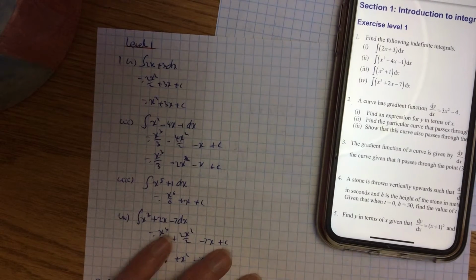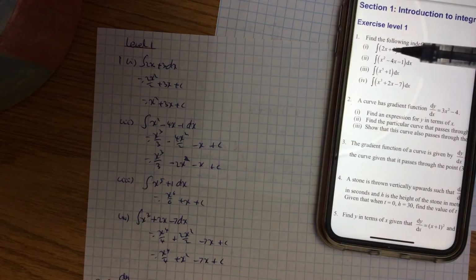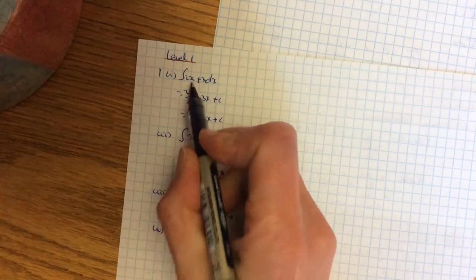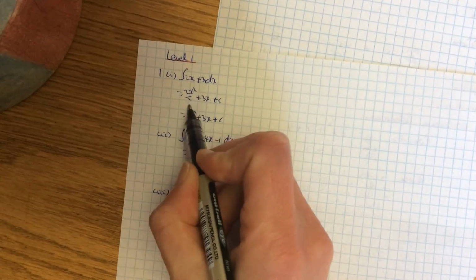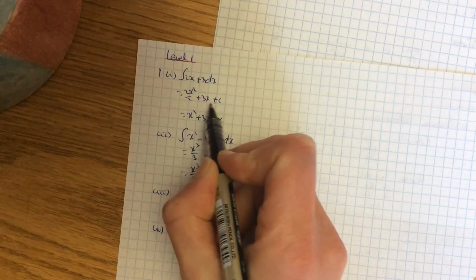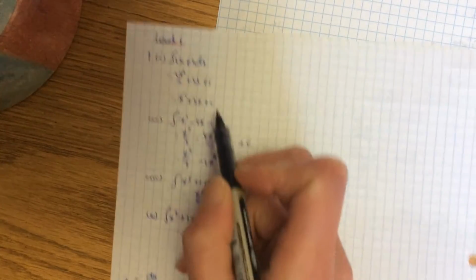Okay, I'm going to talk you through the level 1 exercise. Question 1 is asking you to integrate what's between the brackets. So I'll just run through that with you. Add 1 gives you x squared, divide by it. X reappears, and don't forget your c. And just tidy it up.